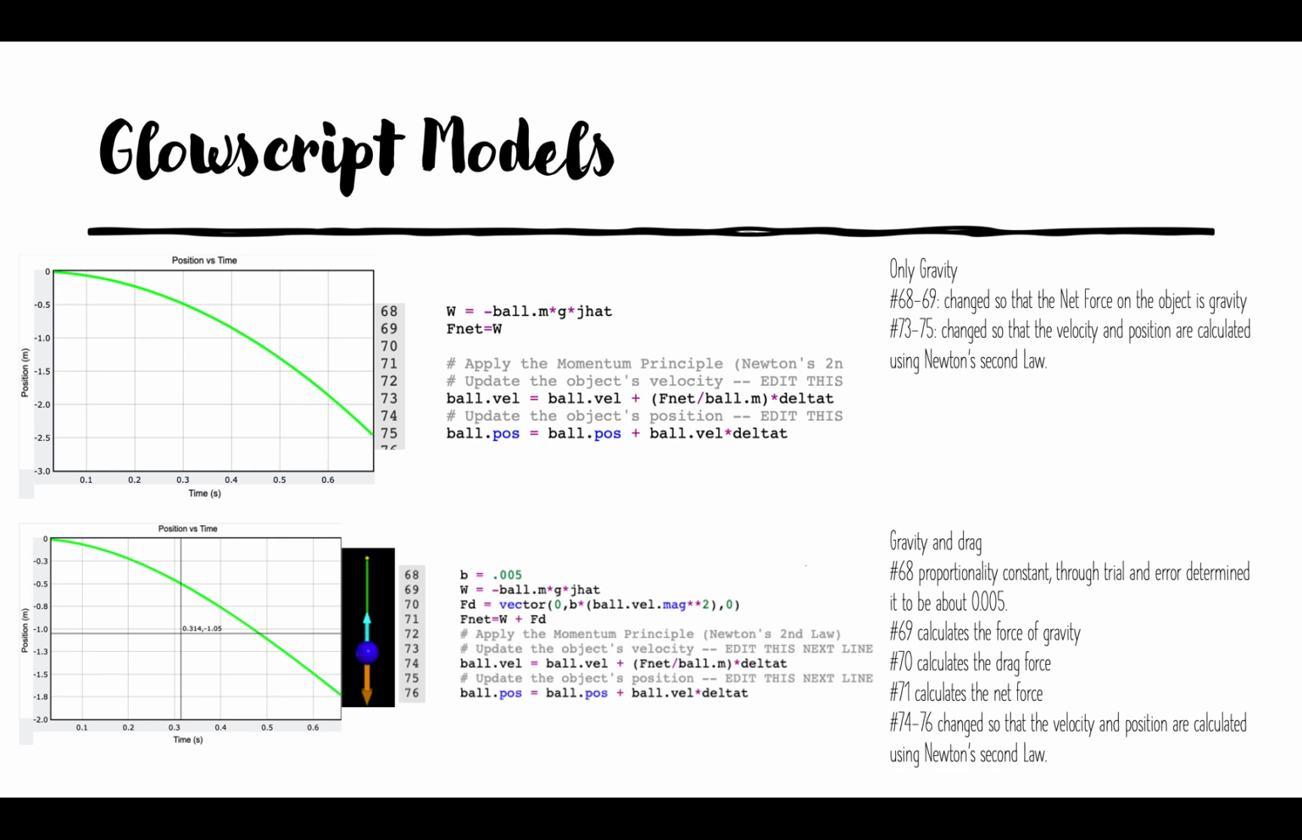I then assigned that value to the net force and used the momentum principle to update the ball's velocity and position. For the second model, I did pretty much the same changes as the first one, but incorporated drag. I figured out the b value via calculation and experimentation. I then multiplied this value by the velocity squared and added that value to the force of gravity to calculate the net force.